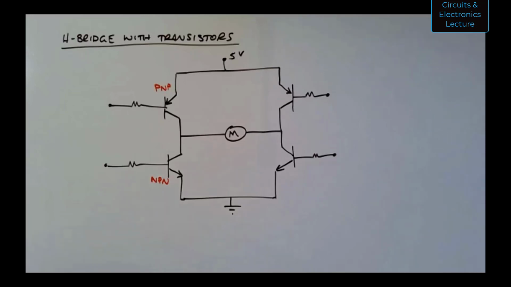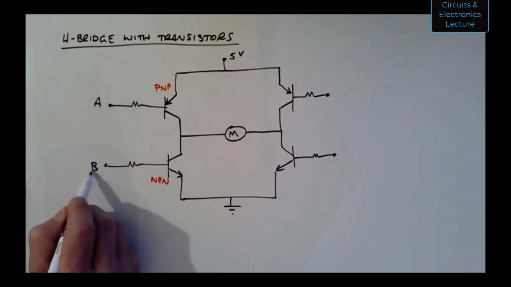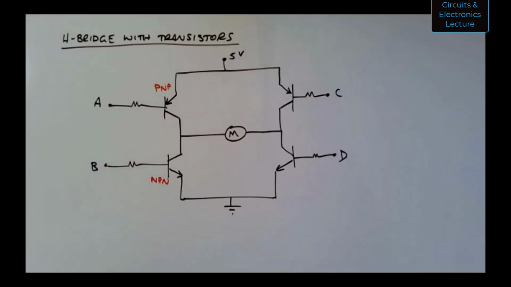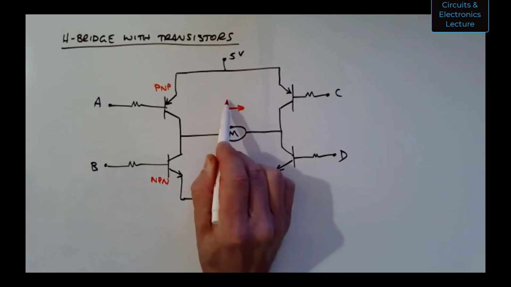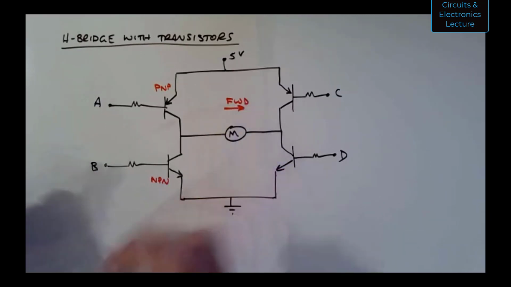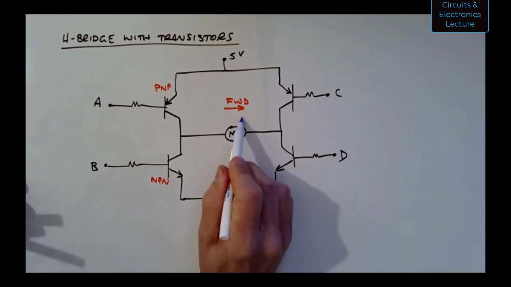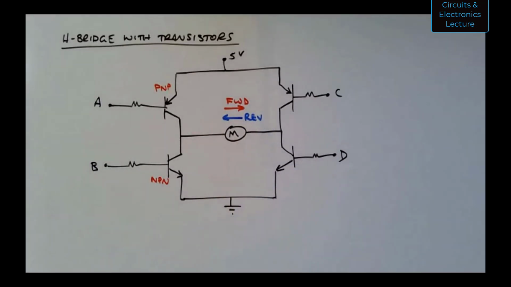So let me define some logic variables here. Let's call this logic A, logic B, so 5 volts or 0 volts, C and D. Let's define the forward direction current going that way. And let's define, in the same way we did before, this is the reverse current direction through the motor.